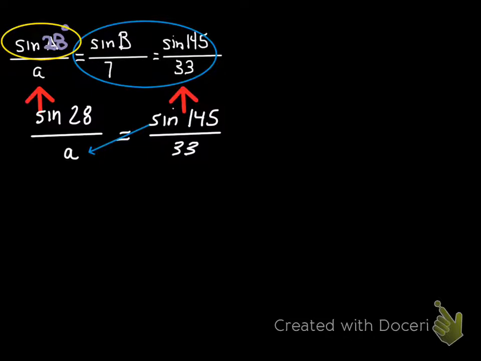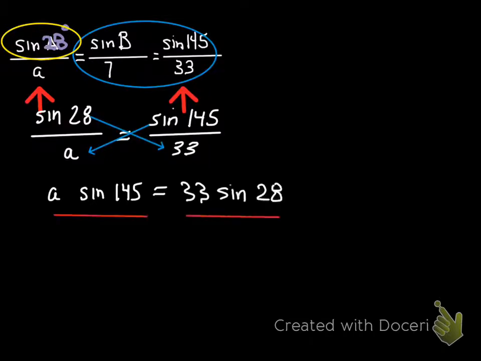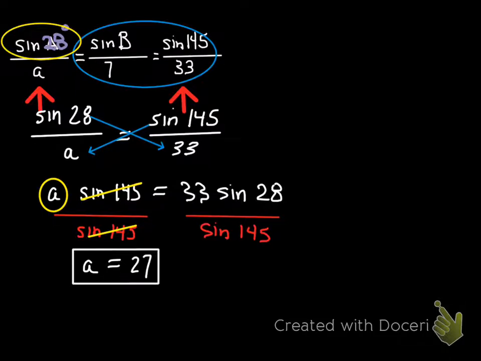We've been down this road before. We're cross multiplying here and getting A times the sine of 145 equals 33 sine 28. Dividing both sides by sine 145, the sine of 145 will cancel, isolating side length A. And when you do the math here, you'll get very close to 27.